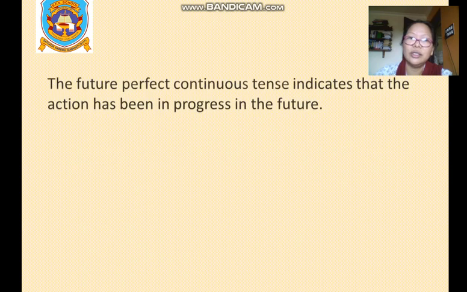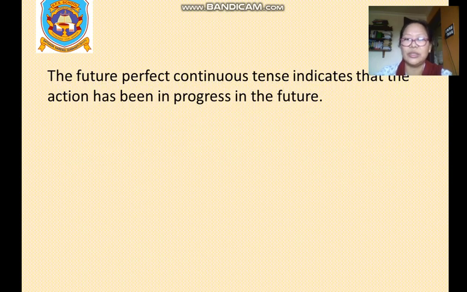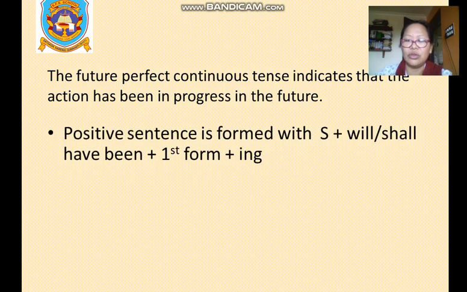So what do we know about future perfect continuous tense? It indicates the action has been in progress in the future. So the future perfect continuous tense indicates that the action has been in progress in future.